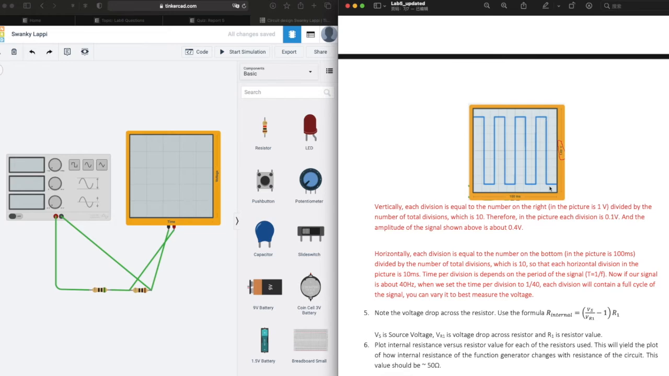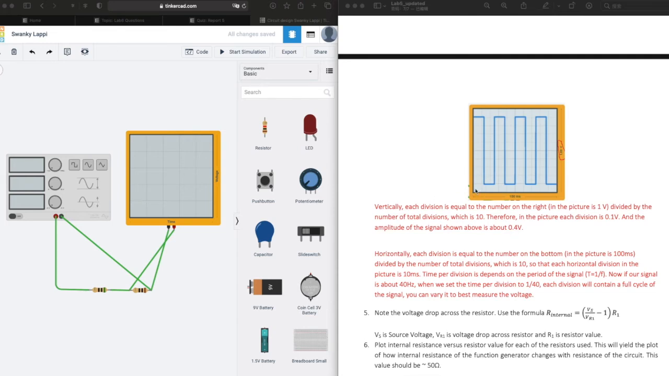And to find the peak-to-peak value of the square wave, we just need to count how many squares this signal has. So here is 1, 2, 3, 4, 5, 6, 7, 8. So it's 8 multiplied by 0.1, which is 0.8 volt, but it's the peak-to-peak value. So for the amplitude, it's just 0.4.